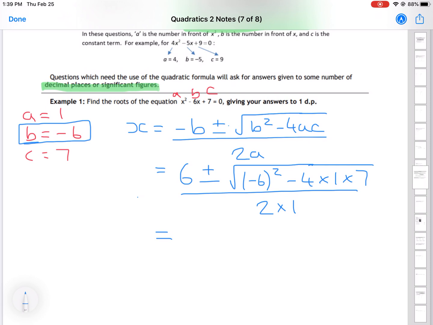The next step I would ask you to do is to tidy this up a little bit and then do your calculations in the calculator. So 6 plus or minus, and then I'm going to try and get a number for underneath that square root. -6 squared is the +36. If you're putting this in your calculator, make sure that you put brackets around the -6 before you square it. So that's 36 minus 4 times 1 times 7. 4 times 1 times 7 is 28. So 36 take away 28 gives me a square root of 8, and 2 times 1 gives me 2 on the bottom.